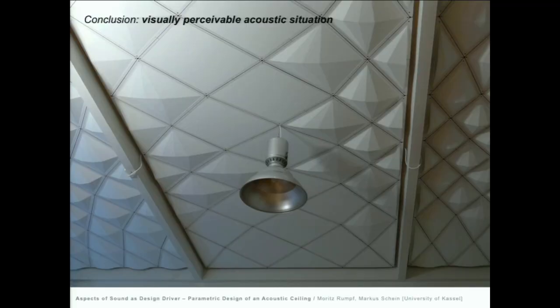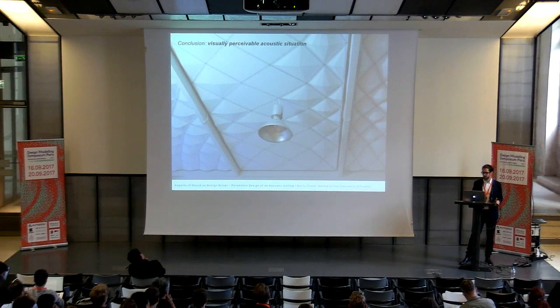However, these limitations led us to a new designerly interpretation of sound phenomena and a novel method of how the formulation of geometry can be influenced by acoustic parameters. In the image you see a part of the realized acoustic ceiling, which shows both flat and only absorbing elements as well as the three-dimensional absorbing and scattering elements. In this way, the acoustic situation becomes visually perceivable within this space.